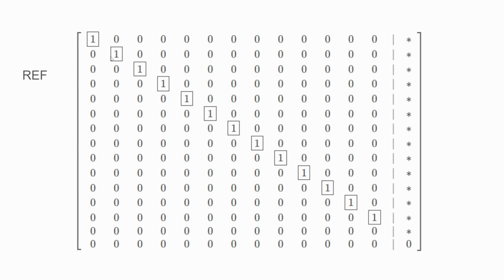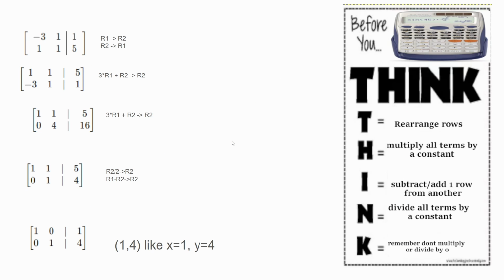Row reduced echelon form right here is that this part of the staircase is also zeros. So now I know that this variable right here, which I'm pointing at, is x. x is equal to 1, y is equal to 2, and then z is equal to 3. This is for a unique solution. This is how it would look. And so I came up with this awesome acronym, I think. It's before you think. And this will help you understand the operations involved, right?